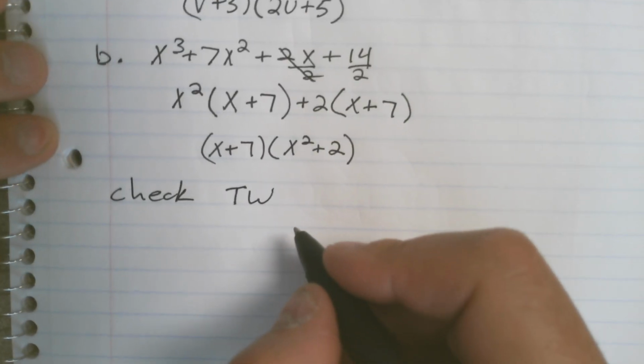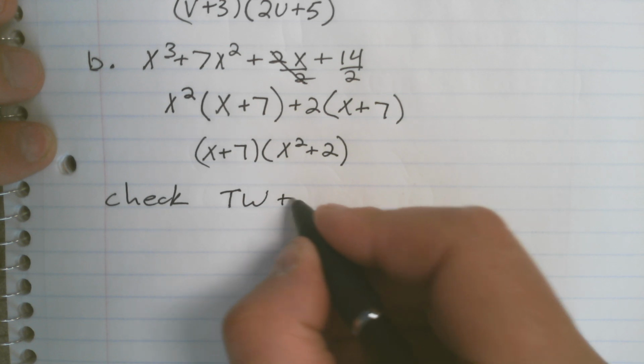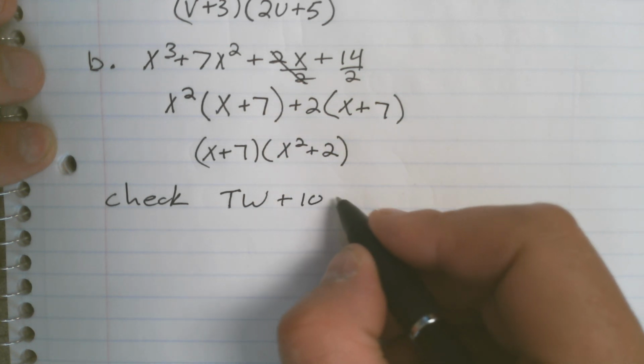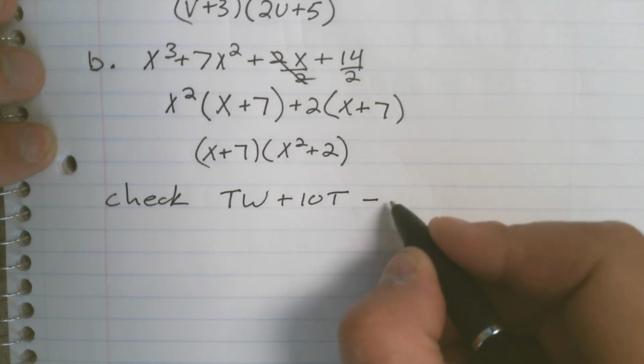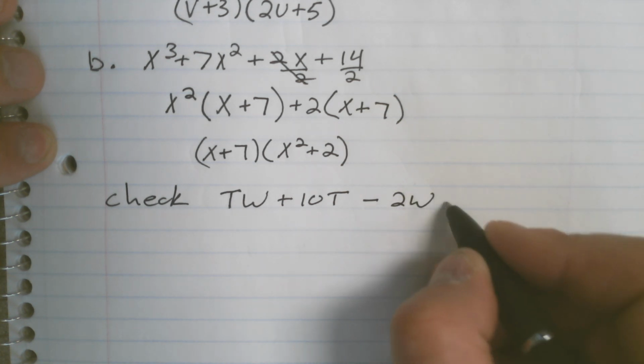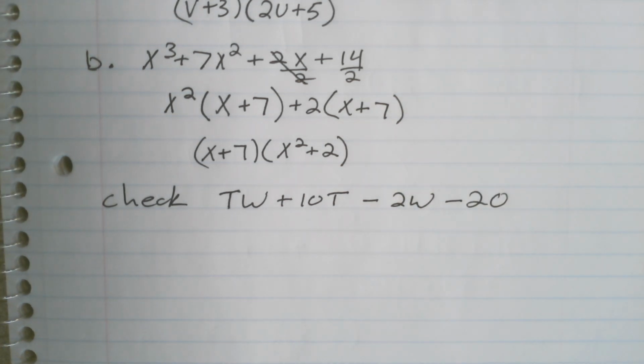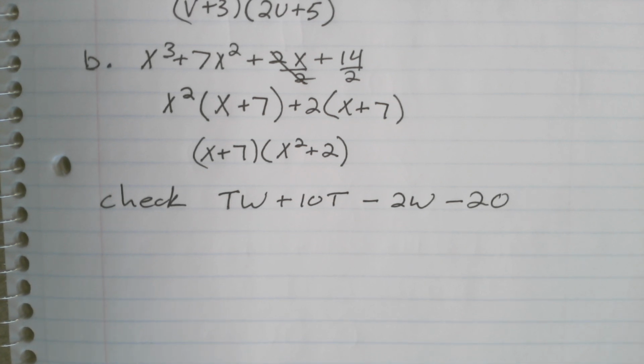That is tw plus 10t minus 2w minus 20. Please try and get a correct answer, then ask your neighbor if they have the same correct answer as you. If they don't, what happens? He's wrong. So explain to him why he's wrong, and it's not you.